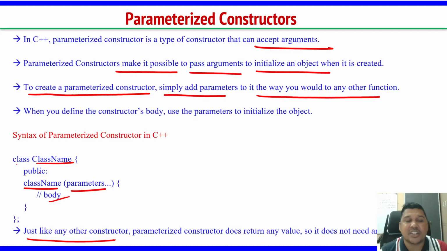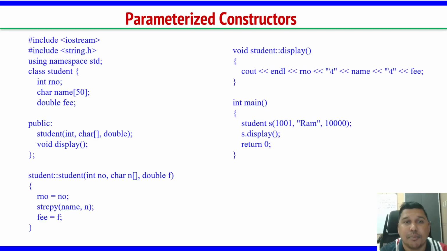Just like any other constructor, a parameterized constructor does not return any value. Like all other constructors, the constructor concept itself does not return anything back. So it is just an advanced version of the default constructor. In default, we don't give any arguments, whereas in parameterized constructors, we pass arguments. Let's see an example to understand this much better.